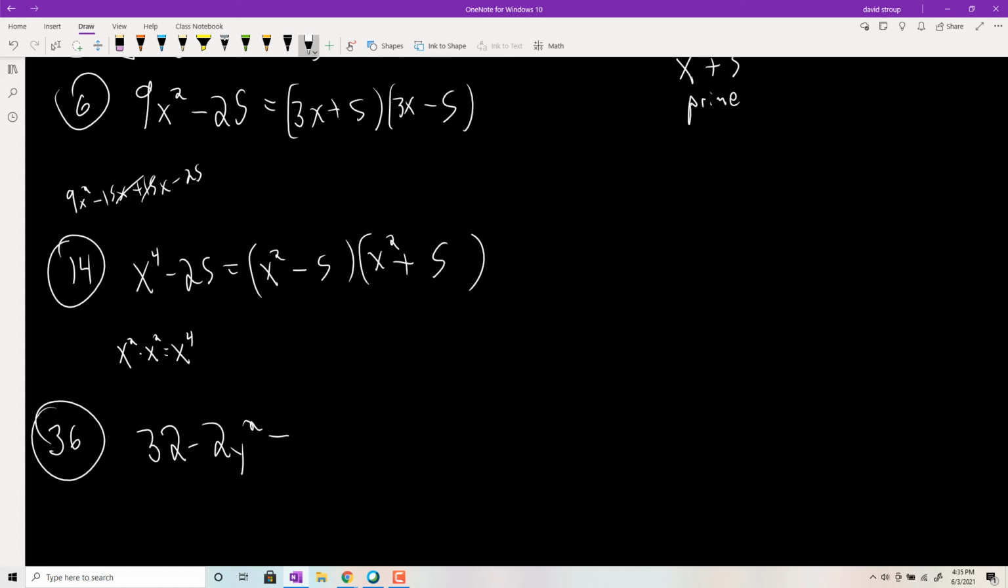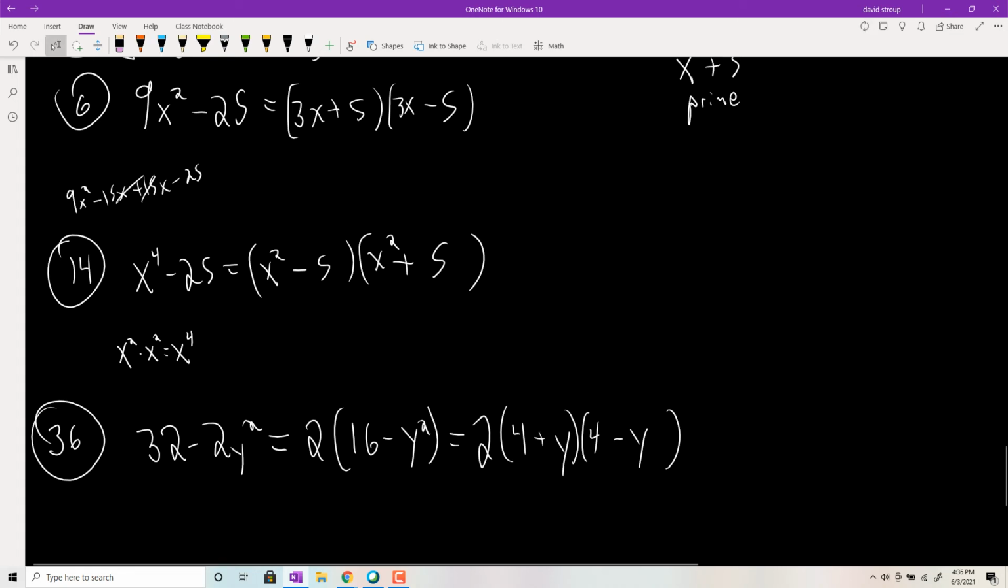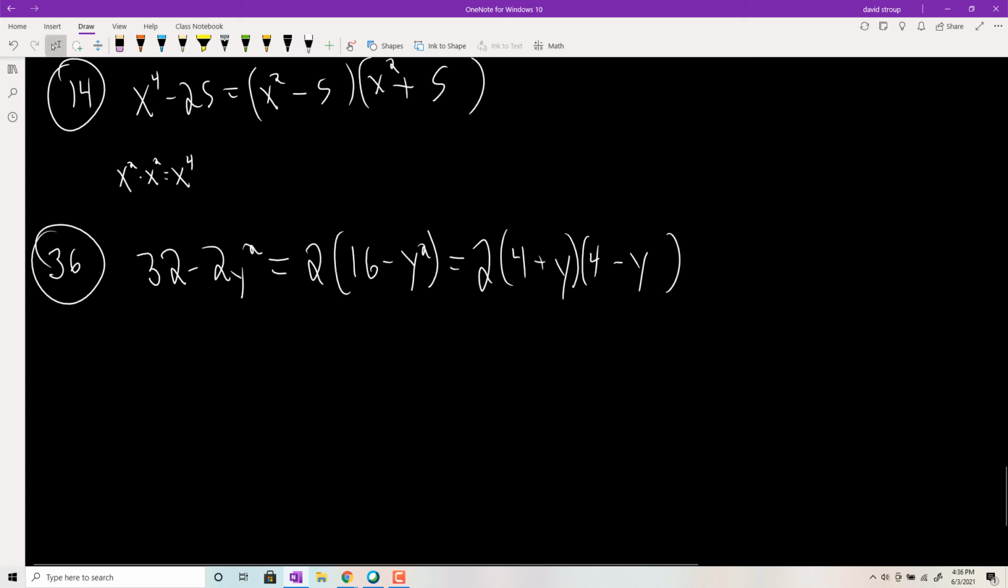So the moral of this problem is to always factor out the GCFs. Factor out a 2, get 16 minus y squared. And then once you factor it, you keep on going, right? So this one looks like 4 and 4, plus minus, and then y and y. And I think that'll work. Okay, so let's try 44.